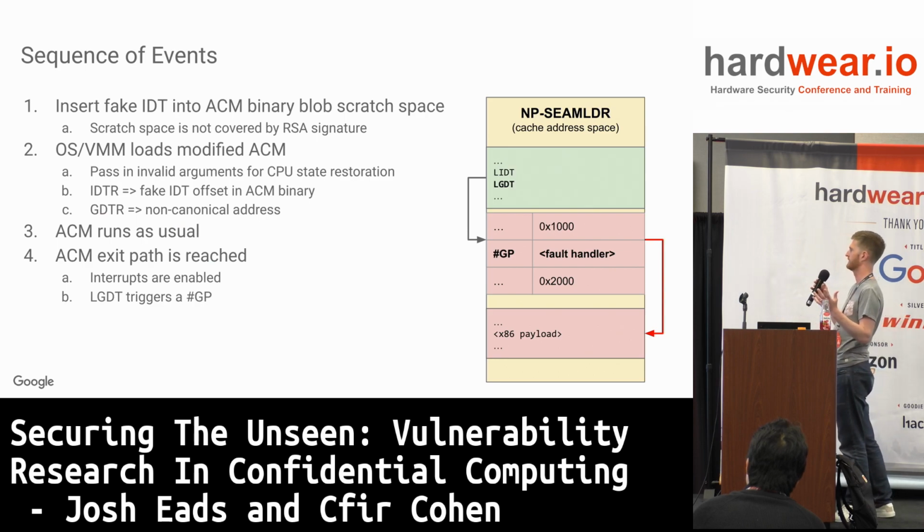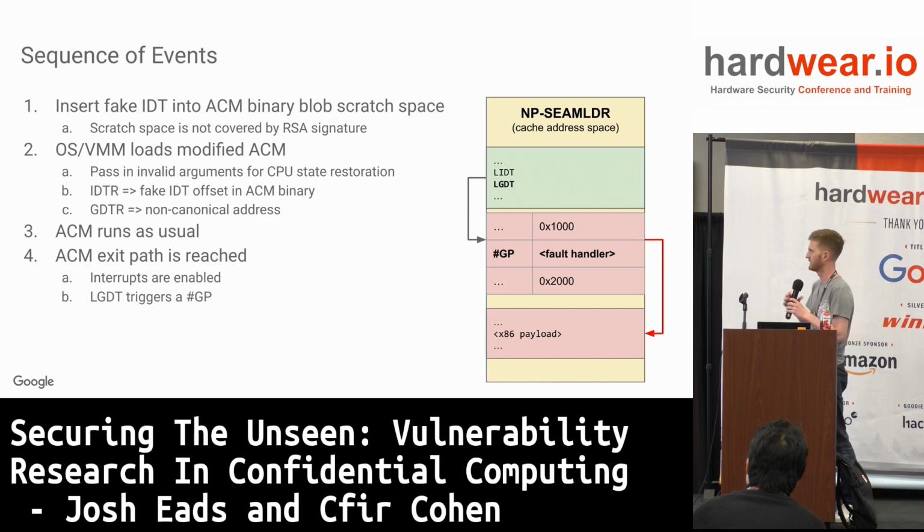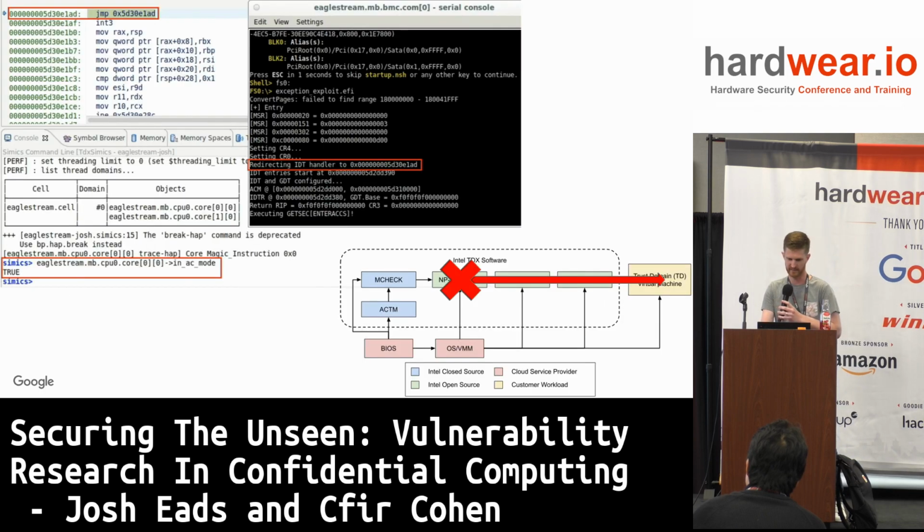This is the sequence of events that you might want to do to exploit this, right? So you'd have some kind of fake interrupt descriptor table, and maybe, we'll talk about the scratch space in a second, but you need to put it somewhere, right? And then the idea is you hit this LGDT, it triggers an exception, which does a lookup in this fake IDT handler. It looks up the GP fault handler and then calls some x86 code. So you have this double jump that you're going through. So that's the idea of how to exploit this.